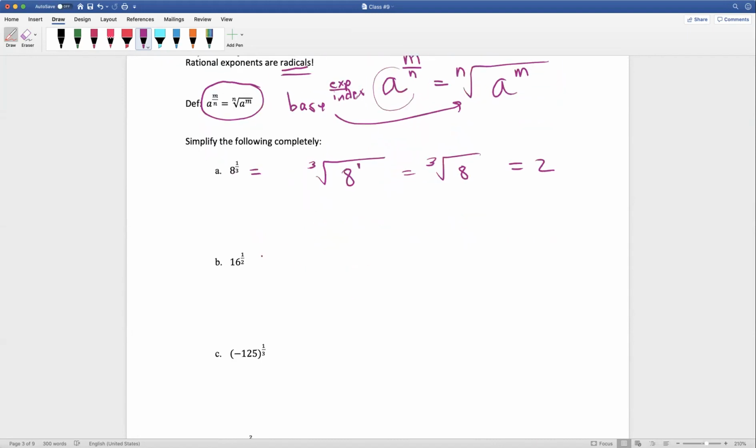Let's take a look at the next example, 16 to the 1/2 power. Well, 16 is our base. It now becomes the radicand. Exponent divided by index, we have an exponent of 1 and an index of 2. So this is the same thing as the square root of 16 to the first power, which is 16. Well, let's think about the square root of 16. Think about what number, when you multiply it by itself, gives you 16. And that is 4. So 16 to the 1/2 power is the same thing as saying 4.